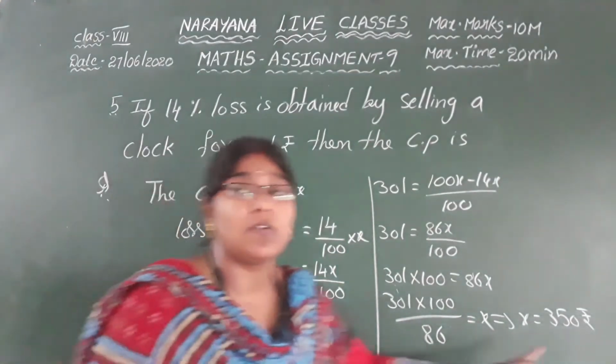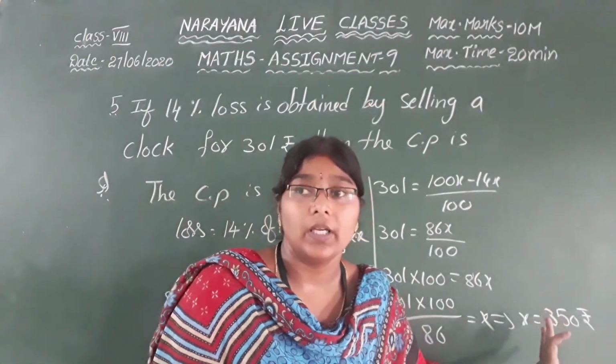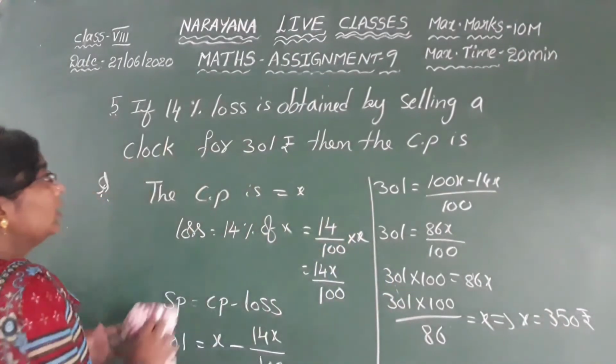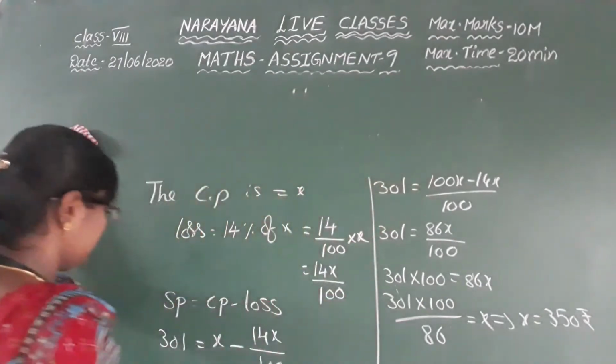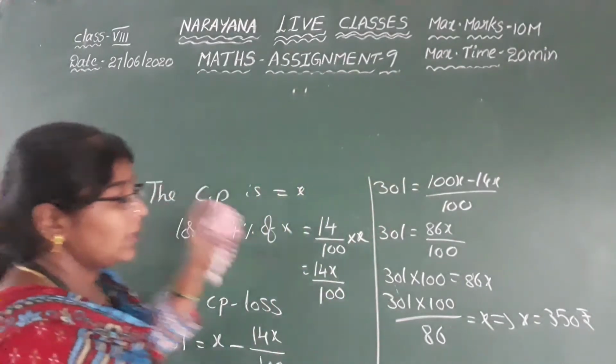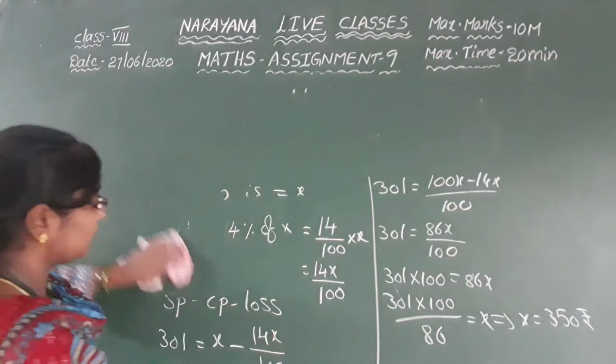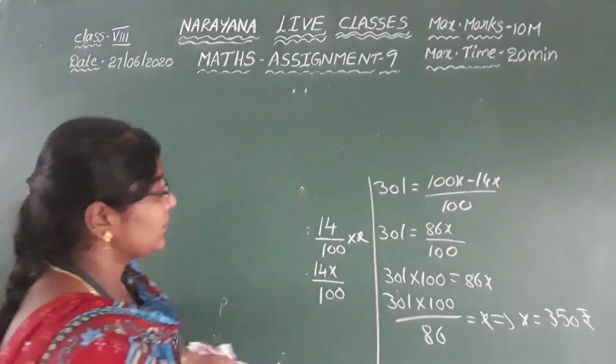So what is the 350 rupees, the selling price? Finally, the 350 rupees is the cost price. Okay. Next question.